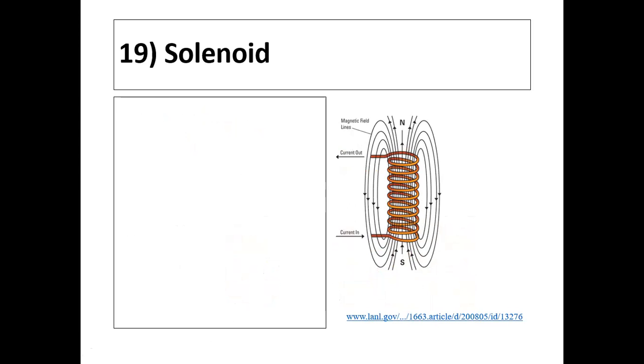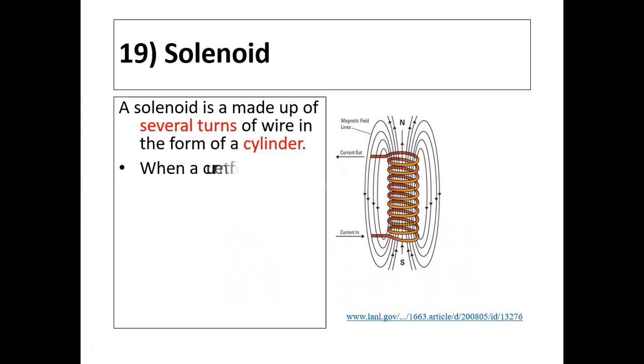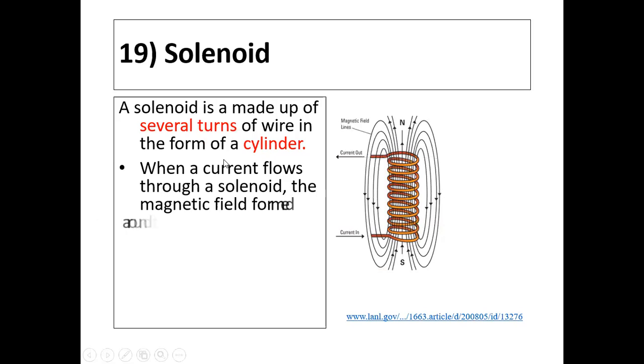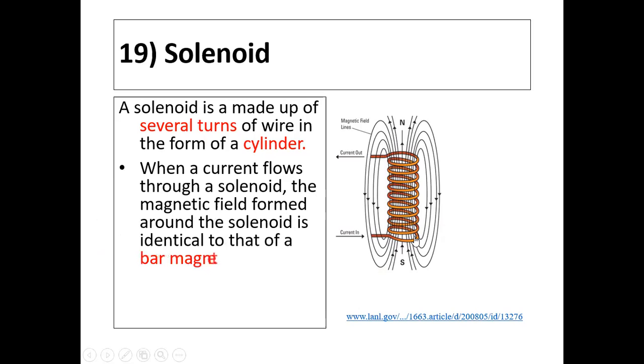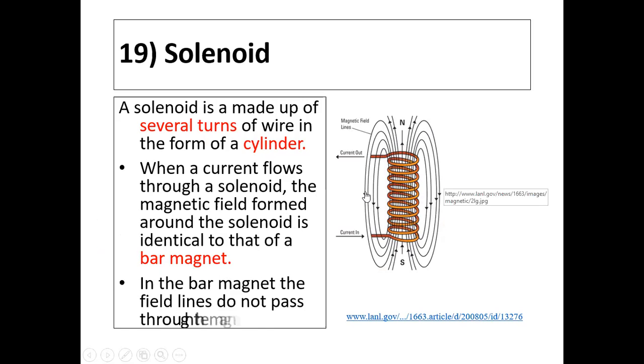Okay, let's try to look at the solenoid. Right, several turns of wire in the form of a cylinder. When current flows through a solenoid, the magnetic field lines formed around the solenoid are the same as a bar magnet. Right? Same as a bar magnet. This one shouldn't be so close together. It should be further and further away. That's why I say the internet is free, but always remember, refer to your textbook.